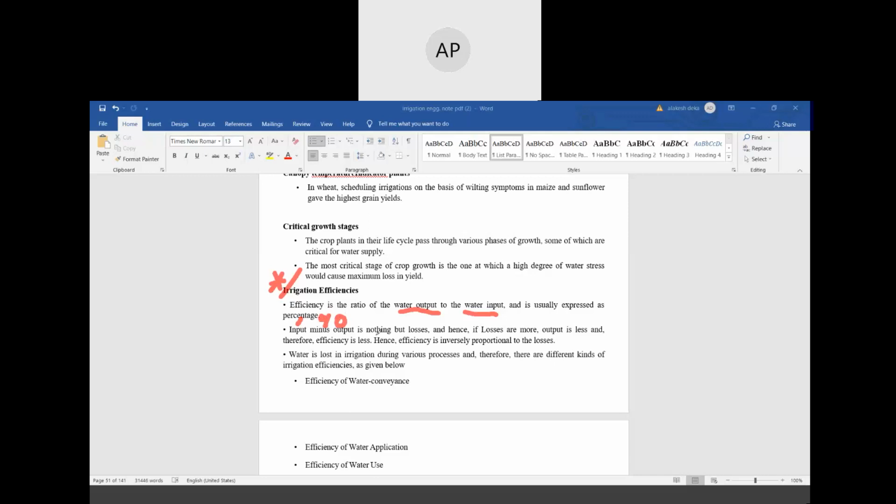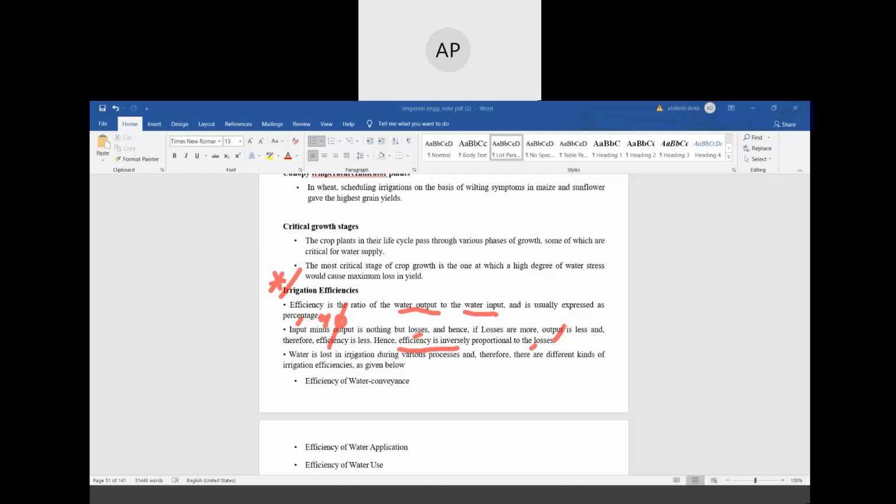Input minus output is nothing but losses. Hence, if losses are more, output is less, isn't it? And therefore, efficiency will be less. Hence, efficiency is inversely proportional to the losses. If there is loss, output will be less, and if output is less, efficiency is less.